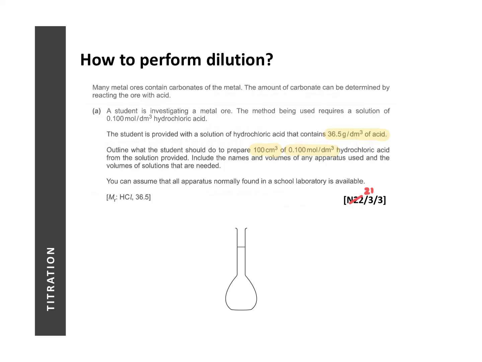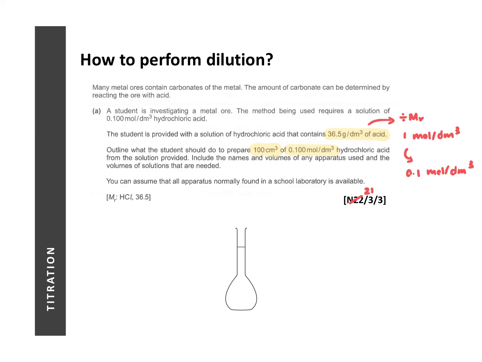And earlier we have already discussed, to convert from grams per dm cube to moles per dm cube, we need to divide by the molar mass, and the molar mass of hydrochloric acid is 36.5. So this concentration is equivalent to 1 mole per dm cube. Now once you have made the conversion, it becomes very clear that we need to perform a dilution. I hope it's also very clear that we need to dilute it by 10 times in order to get 0.1 mole per dm cube of your final solution.